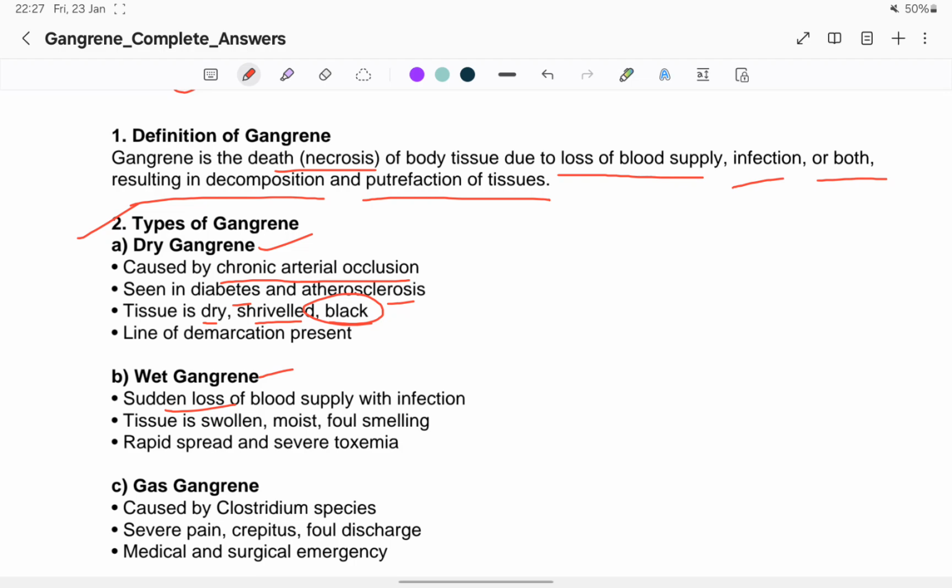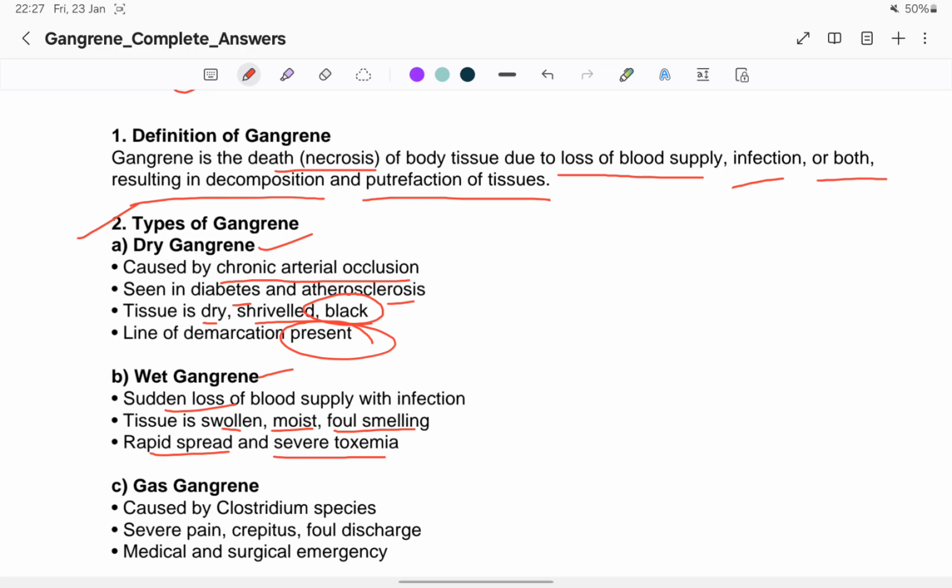In wet gangrene, the findings are that the tissue is swollen, moist and foul smelling. In dry gangrene, line of demarcation is present. Here, line of demarcation is absent in wet gangrene. Rapid spread and severe toxemia in wet gangrene.